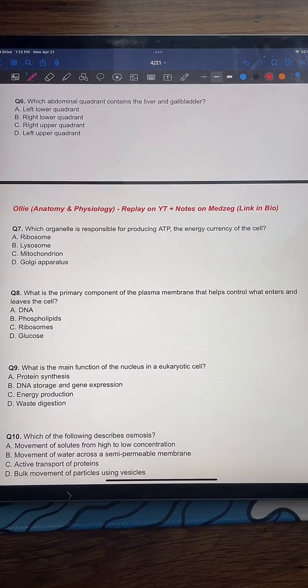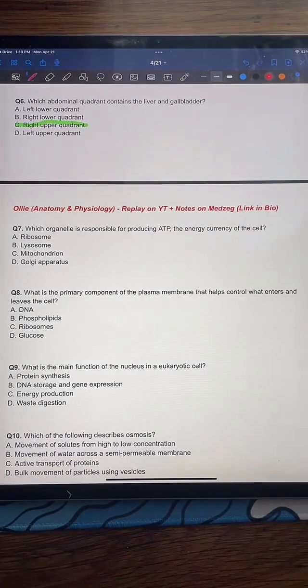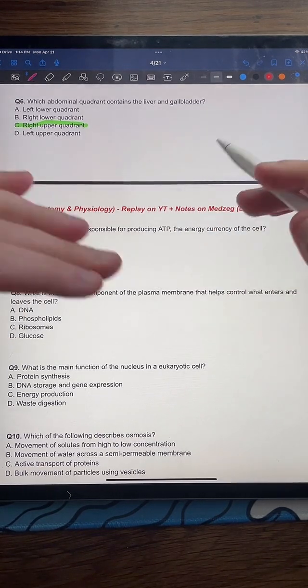We're on number 6 right now. Which abdominal quadrant contains the liver and the gallbladder? The answer is C. It is the right upper quadrant. So the right upper quadrant is where the liver and gallbladder are located. The left lower quadrant is more so for part of the colon, part of the left ovary. And then if you're thinking about the right lower quadrant, that's part of the small intestine and large intestine. The left upper quadrant would contain parts of the stomach, the spleen, part of the kidney.